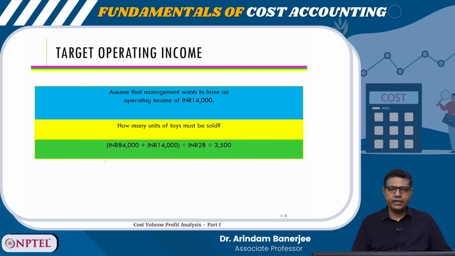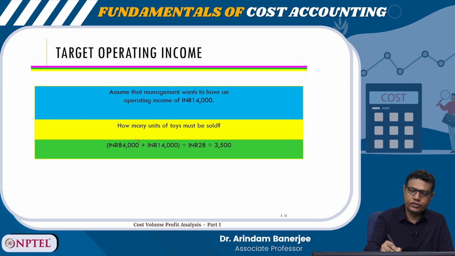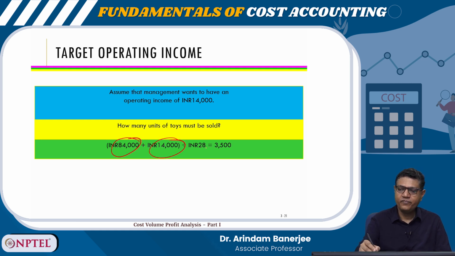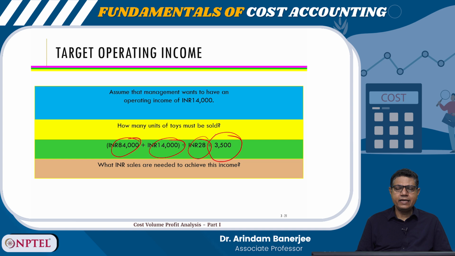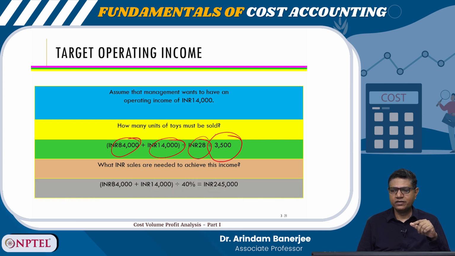So, I can write it like this: 84,000 plus 14,000 divided by 28. We have seen in the example 84,000 is the fixed cost, 14,000 is the profit I want to earn, and 28 is the contribution I am making by selling 1 unit. So, I need to sell 3,500 toys. What INR sales are needed to achieve this income? This number of units, if I multiply by sell price per unit, I will get the revenue.